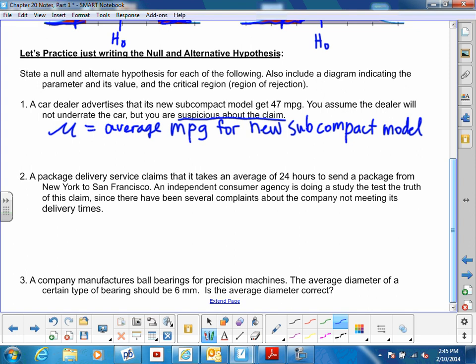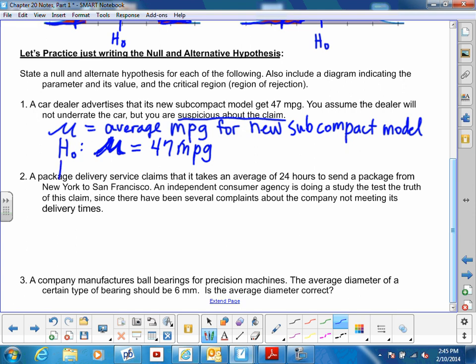This parameter is always the thing that this is about. The item with the treatment. The item that we are checking out. All right. The null hypothesis is going to be that the average is 47 miles per gallon because that's what the car dealer is claiming. Don't just put the null hypothesis equals 47 miles per gallon. I get some people leaving out this mu equals part. Okay, so don't leave that out.